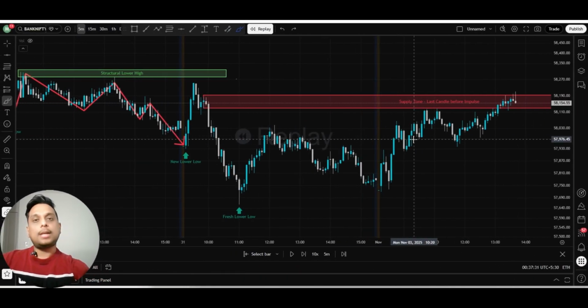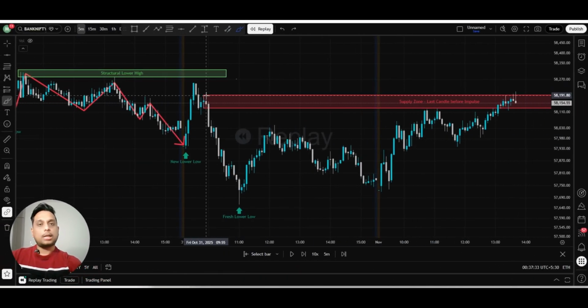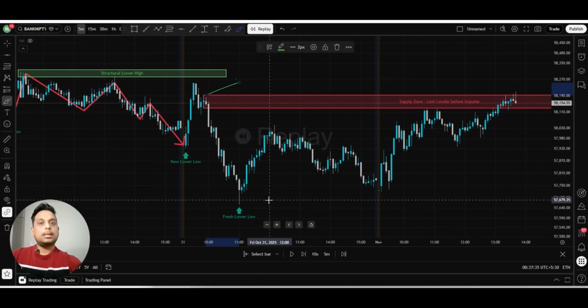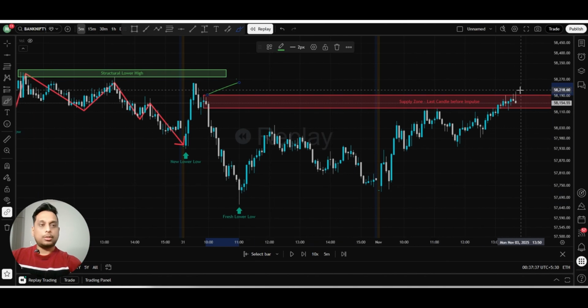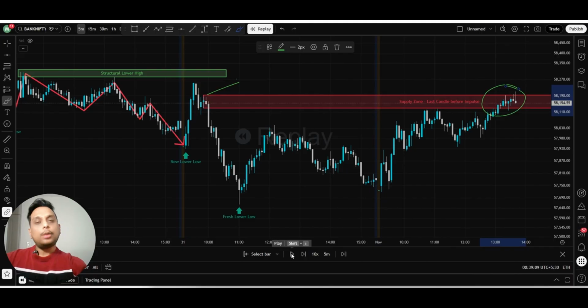Okay, so here we are in the replay mode and I have fixed our last opposing candle. And I see that the market is retesting our supply zone. This is where patience really matters. I'm not interested in selling here only because the market has entered our supply zone. This is where many traders make a mistake. I want to see that the sellers are really defending this area. Let's break down step by step how we would execute from here.